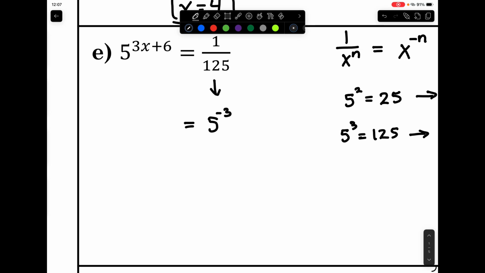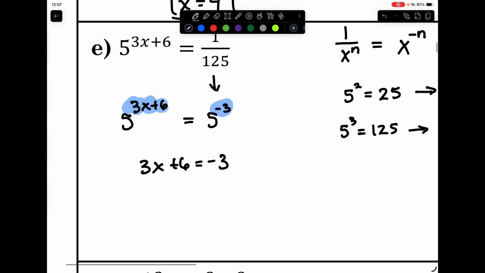So that's going to equal 5 to the 3x plus 6. And then I can apply the same property as before. So the exponent is going to equal that. So this 3x plus 6 equals negative 3.